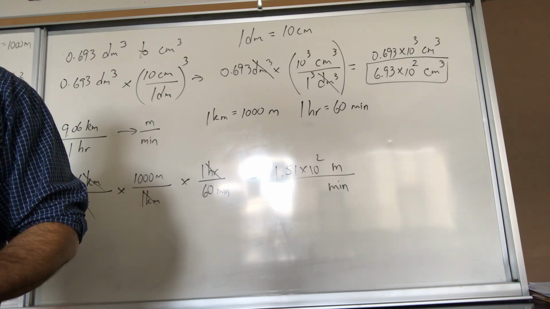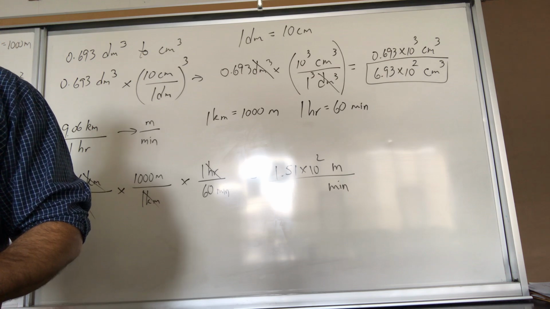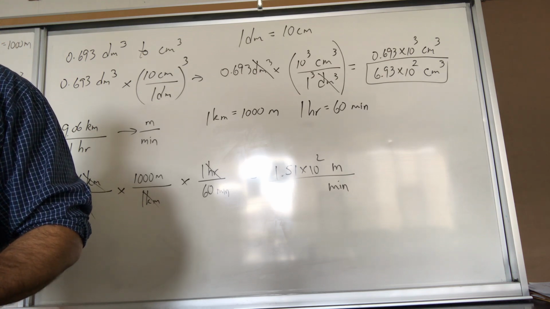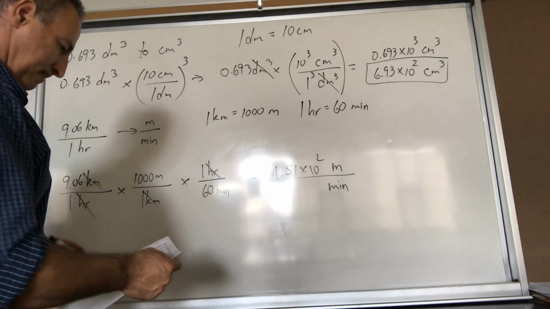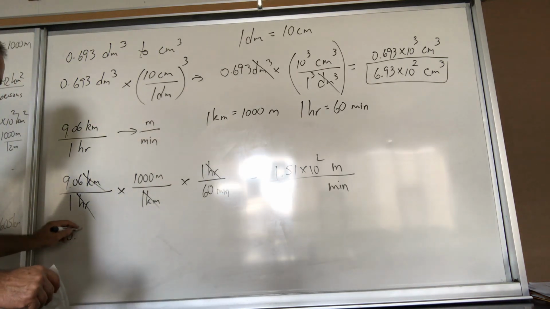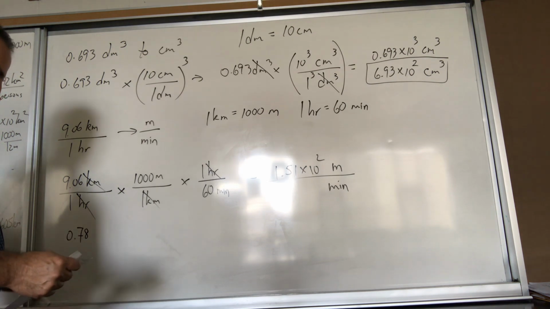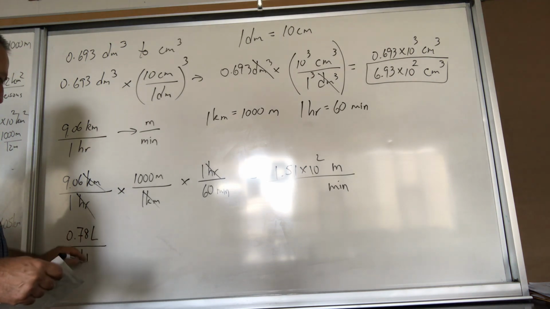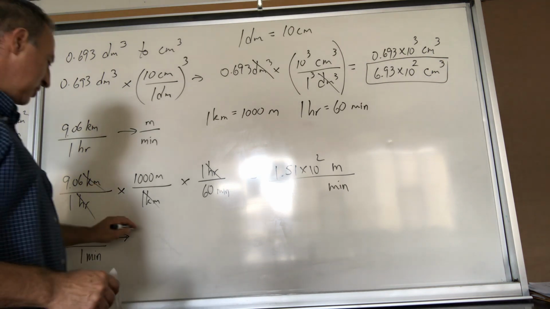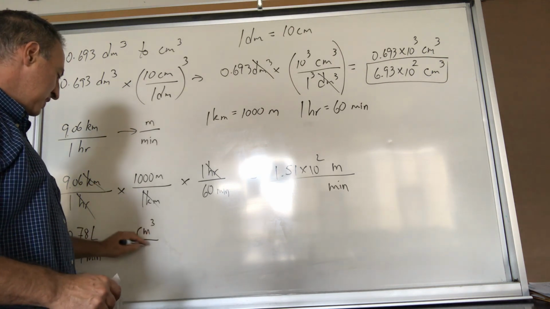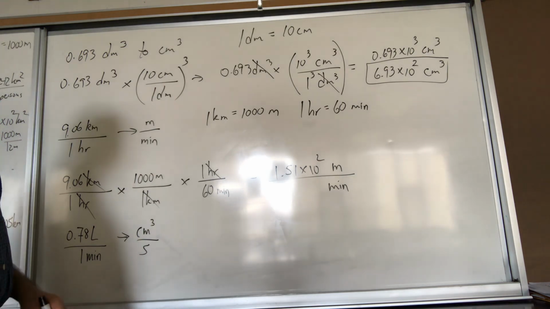Let's try one that's a little more challenging. Liters, okay, let's try this one. 0.78 liters per 1 minute. We want it to be converted into centimeters cubed per second. What do we need to know to solve this?